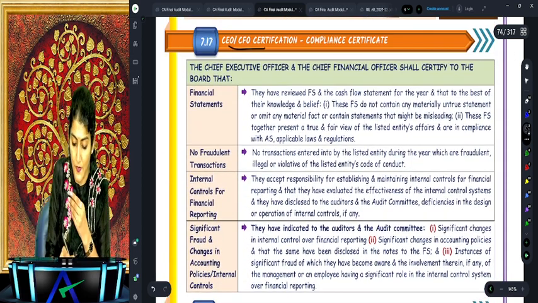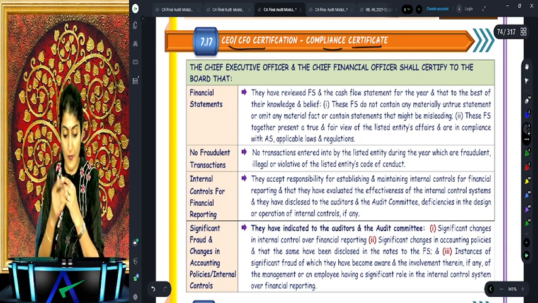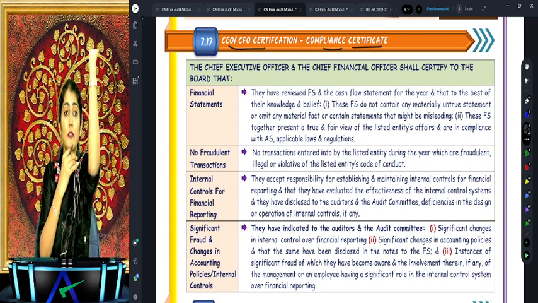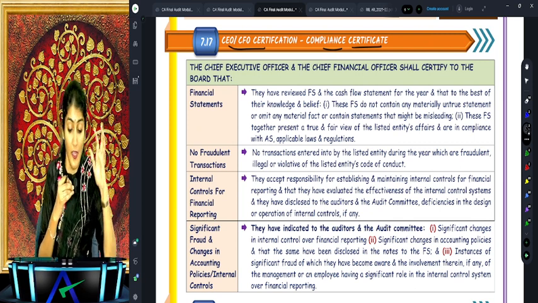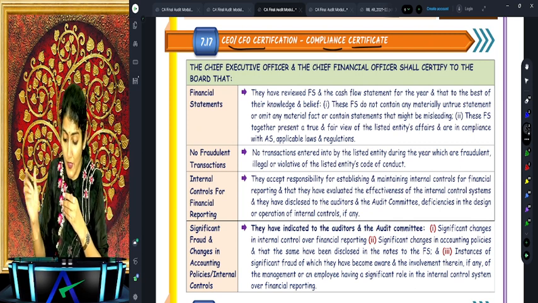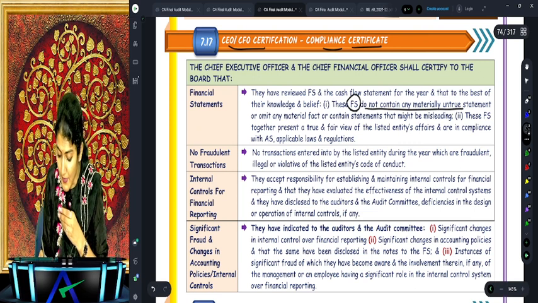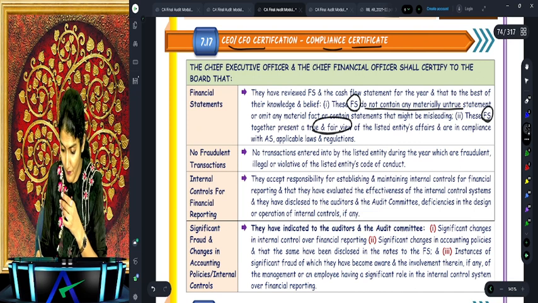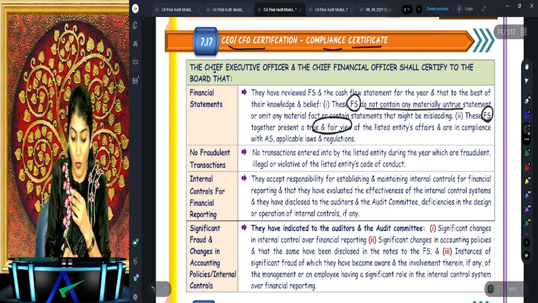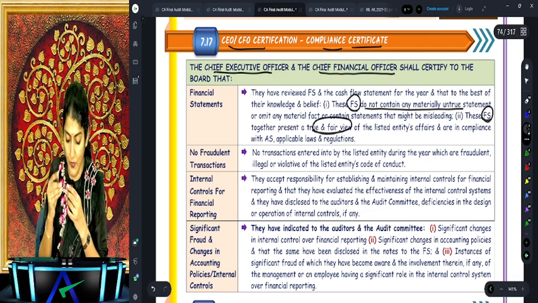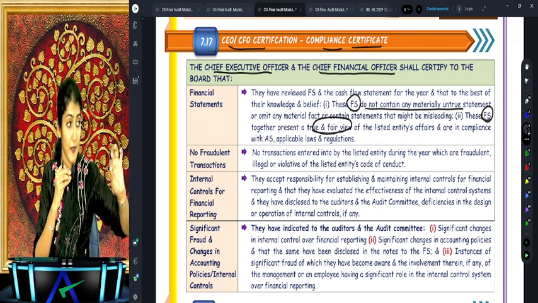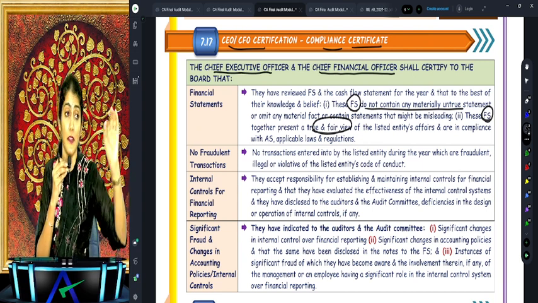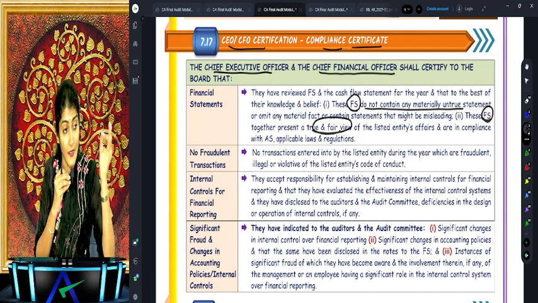Then coming to CEO, CFO certification. It says the chief executive officer and the chief financial officer of the company have to certify. What do they have to certify? That the financial statements of the company do not contain any materially untrue statement, and that they give a true and fair view. If you are the CEO or the CFO of a company, you have to issue a certificate saying that the financial statements do not contain any materially untrue statement, and that they give a true and fair view.